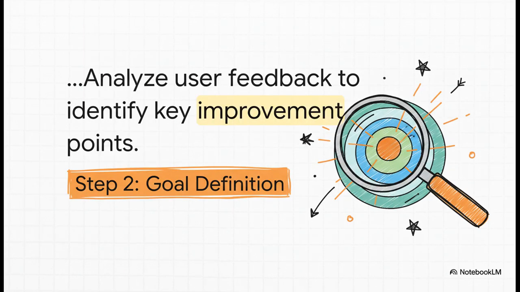Next up, we give the AI a super clear goal. We don't want a summary of the problem, right? We want an analysis. We need it to find specific, actionable things we can improve. This gives the AI a clear target to shoot for and tells it exactly what a good job looks like.